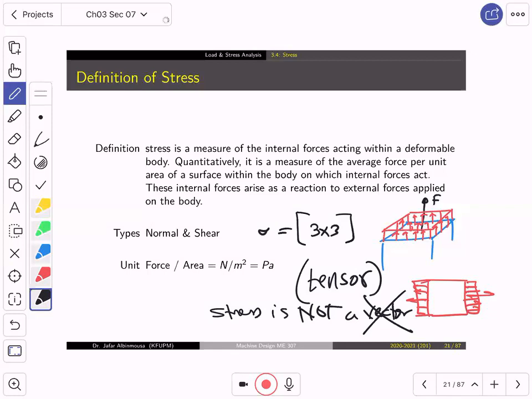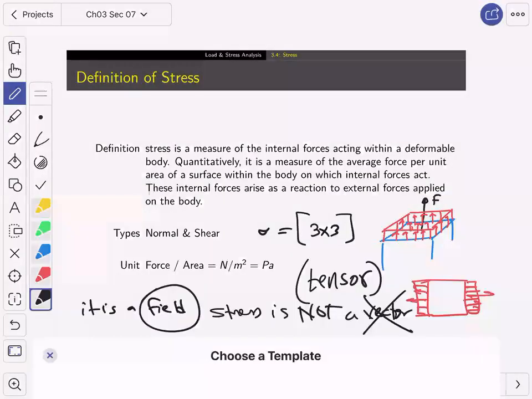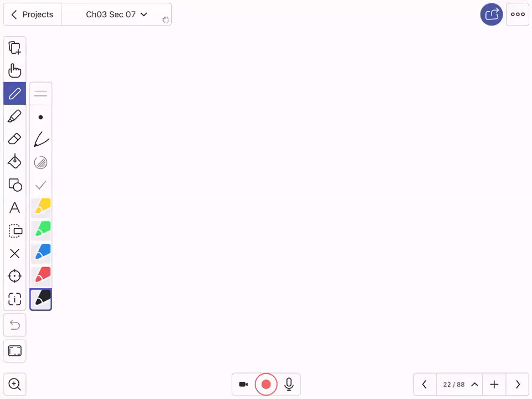But what does this mean to you? If stress is not a vector and it is a tensor, what does that mean for us? It means it is a field. Do you understand? It's a field. Now, what does field mean? Guys, field means that stress is like this.